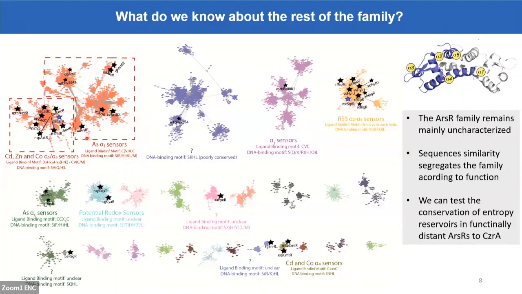we saw that sequence similarity segregates the family according to function, okay? And what is interesting is that the two most characterized clusters in this family are these cadmium, zinc, and cobalt sensors, where we find CCRA, and a second cluster, which is highly biochemically characterized, corresponding to reactive sulfur species sensors. So the strategy that we took is to see if in these distantly related proteins from these clusters, we could also measure this entropy reservoir.